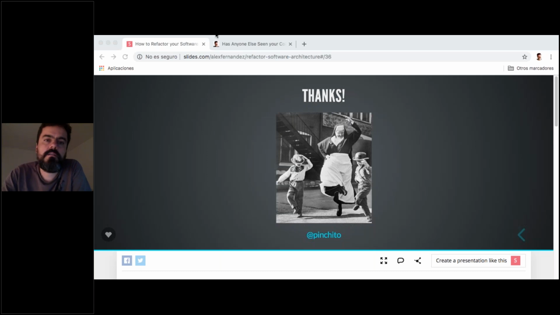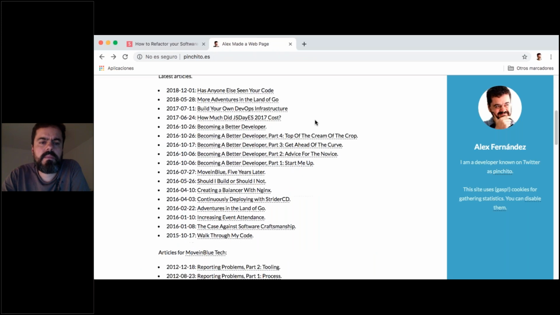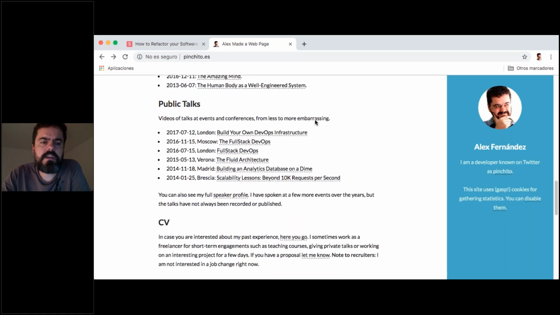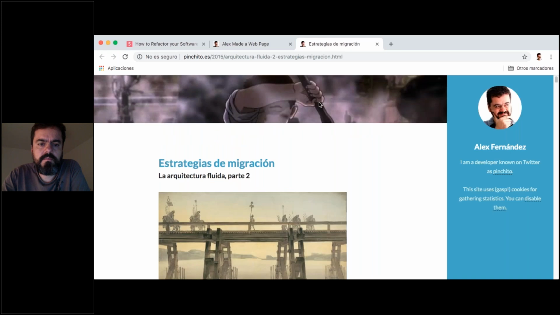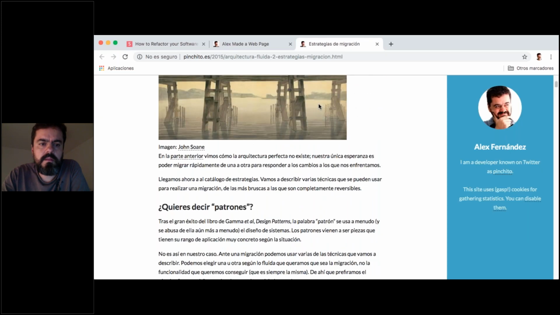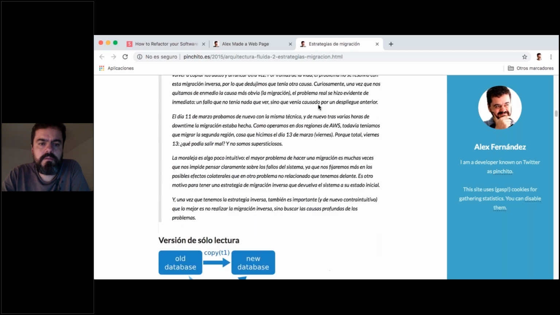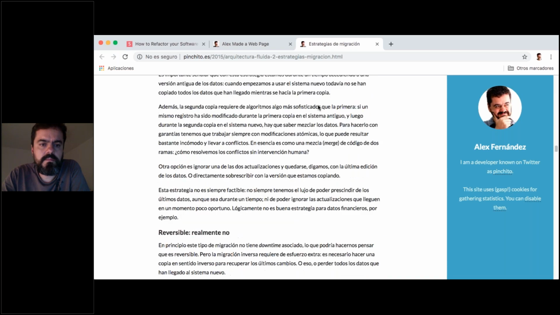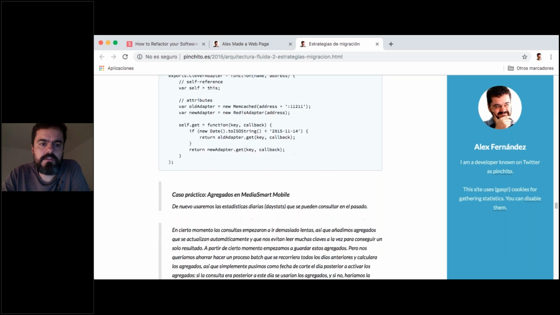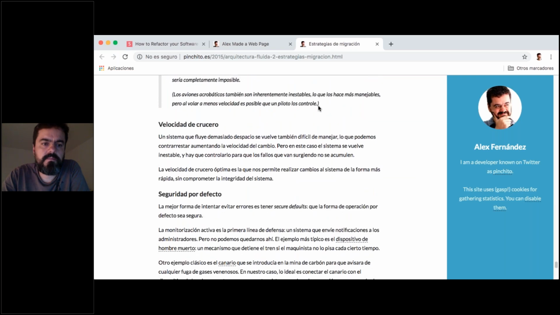I think that in the article about the fluid architecture, let me check. Here in migration strategies, you have the strategies, but unluckily they are only in English. So I don't know, if there's interest, I can translate this page.